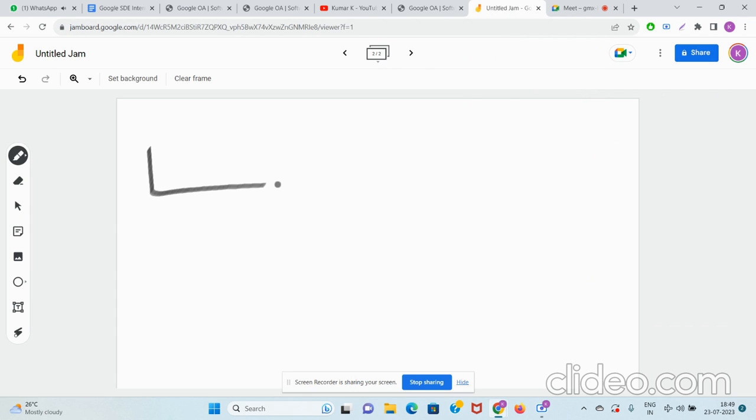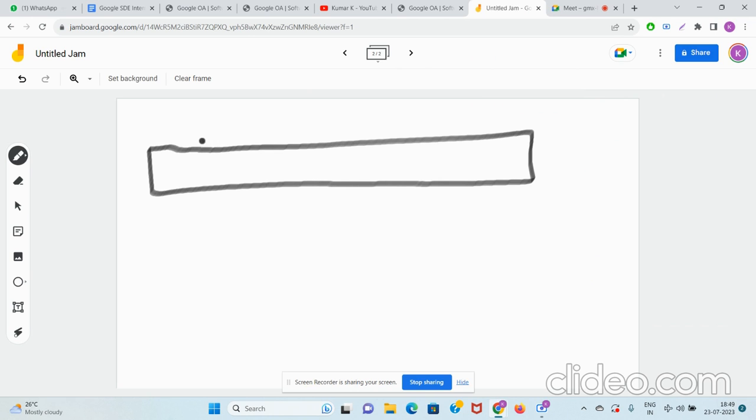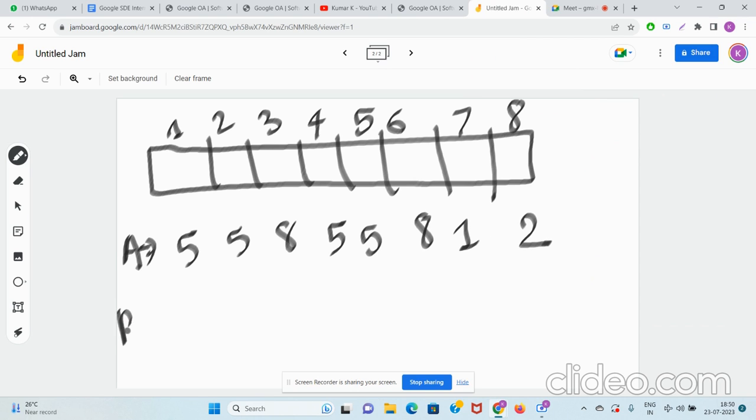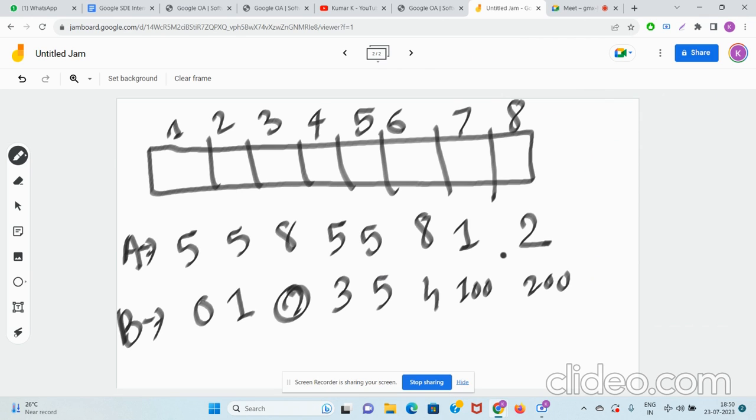Suppose my array looks like this, with positions 1 2 3 4 5 6 7 8. Now this is my array A, guys. Array A looks like this: 5 5 8 5 5 8 1 2. Array B looks like this: 0 1 0 3 5 4 100 200. This is just an assumed array.